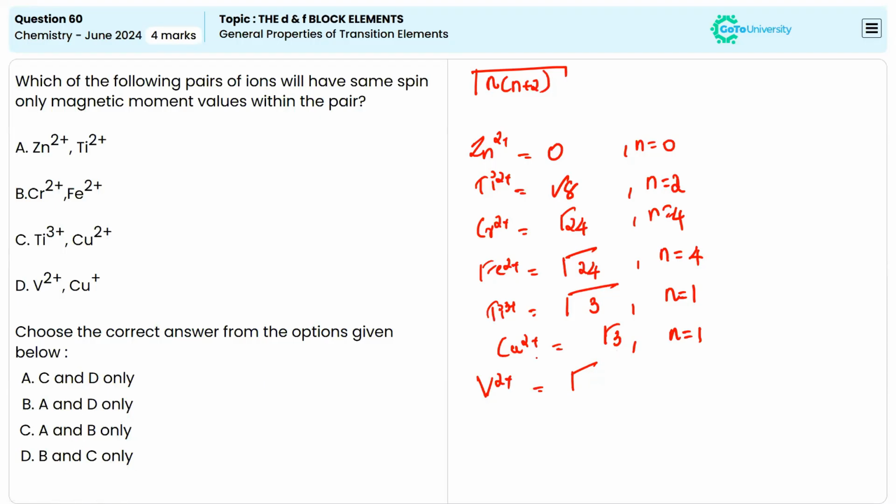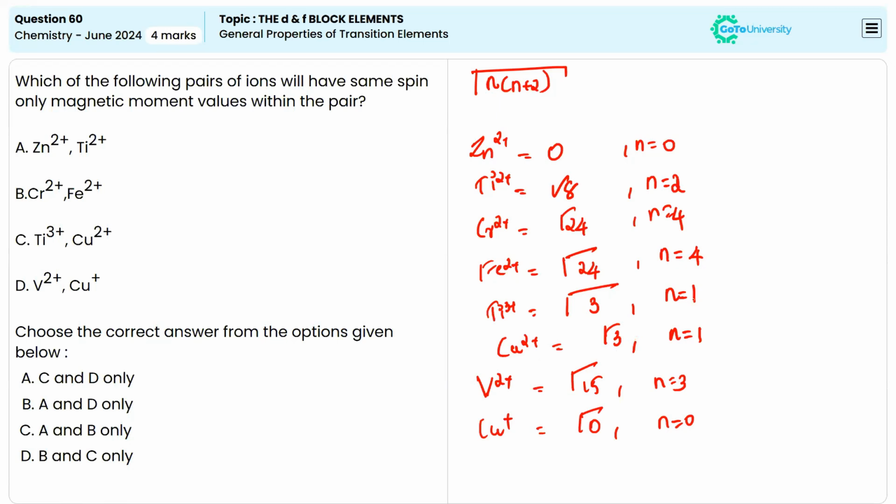Okay, square root of 15 because n value is 3. Now last one, Cu plus ion, 0 because n equal to 0. So these are the values that you will get if you calculate.